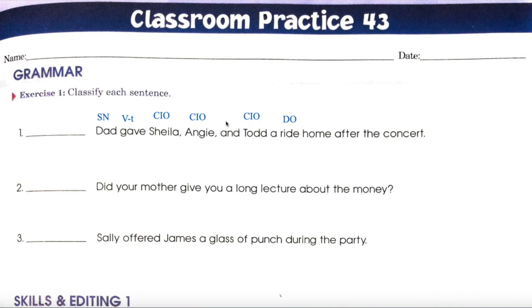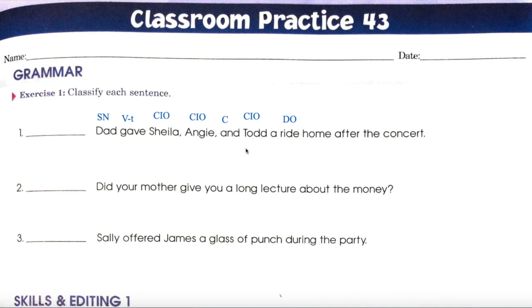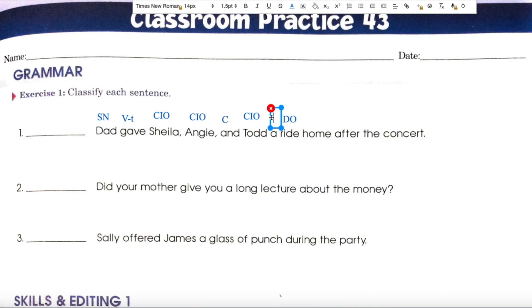All right, and the word and we know is always a conjunction, so we can label that C. A is always an article adjective, so we can label that A.